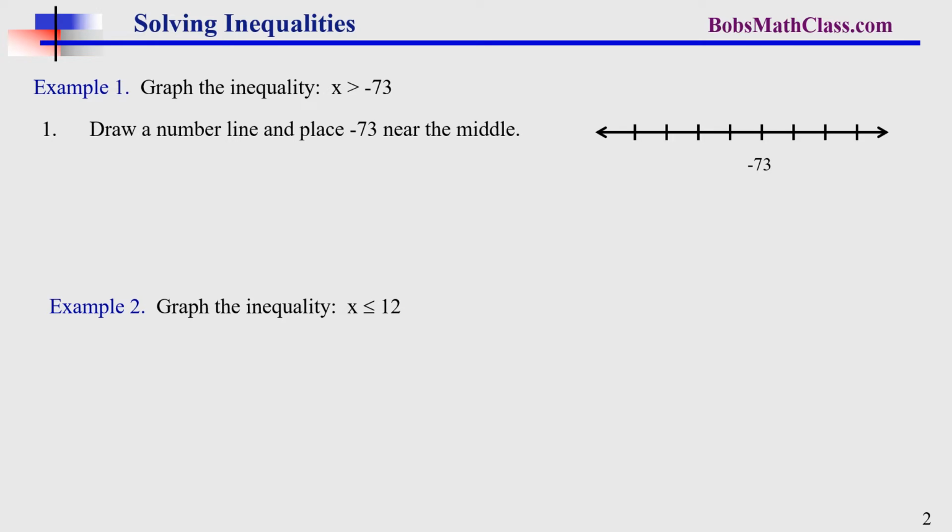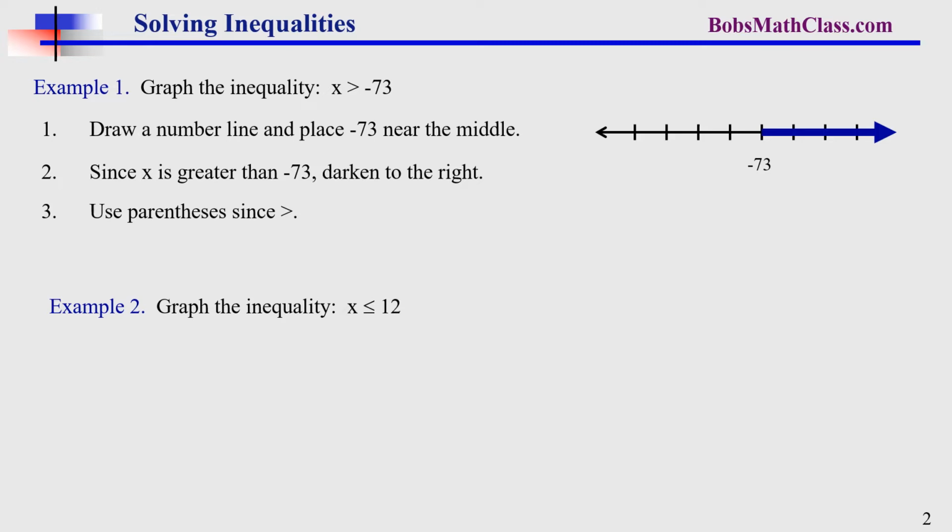Okay, then we have to figure out which way we're going to shade. Since it's greater than, you're going to shade to the right. Look at the way the arrow is pointing. It's pointing to the right. So from negative 73, you darken to the right. Now the symbol, parentheses or brackets. Since it's greater than, it's parentheses. If it has the equals, it's brackets, no equals, parentheses. So the parentheses kind of go in the direction that we're shading.